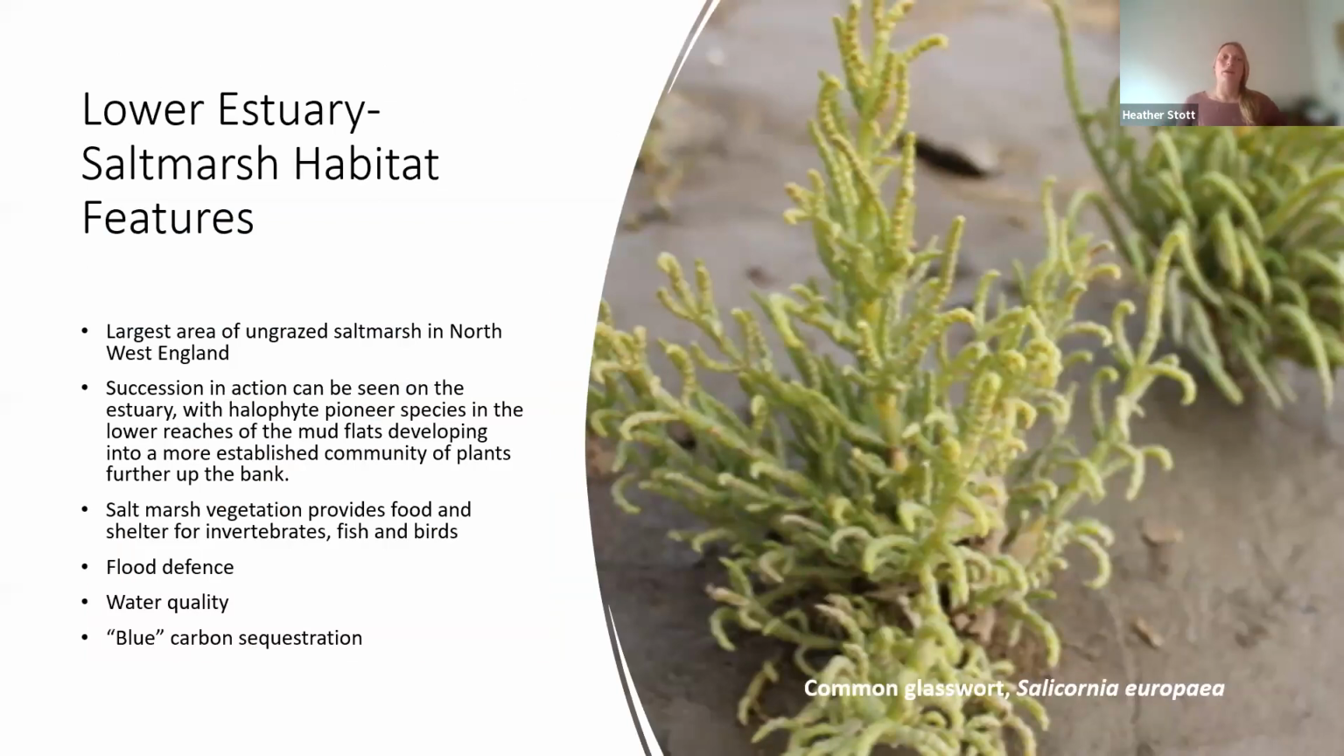So today I'm going to really focus on the lower estuary, and the salt marsh that we have there is the largest ungrazed area of salt marsh in northwest England. We've really got succession in action on the salt marshes. We've got pioneer species on the mud flats, and then you get more developed, complex vegetation communities as you go up. And with each vegetation community type, we have very specific assemblages of invertebrates, fish and birds that use these vegetation habitats for food and shelter. So they're really important to promote biodiversity.